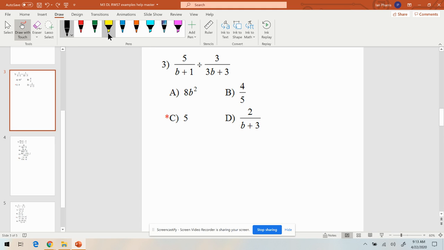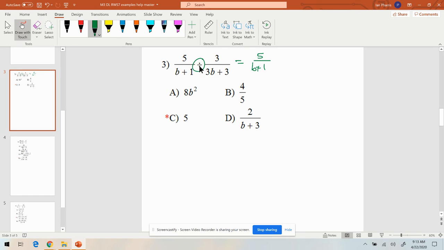Okay, here is a different operation again. Going to have to remember to factor, but division is multiplying by the reciprocal. So let's rewrite this and simplify it all at the same time. 5 over b plus 1, the first expression never changes. Remember that? Kind of like the green pen.